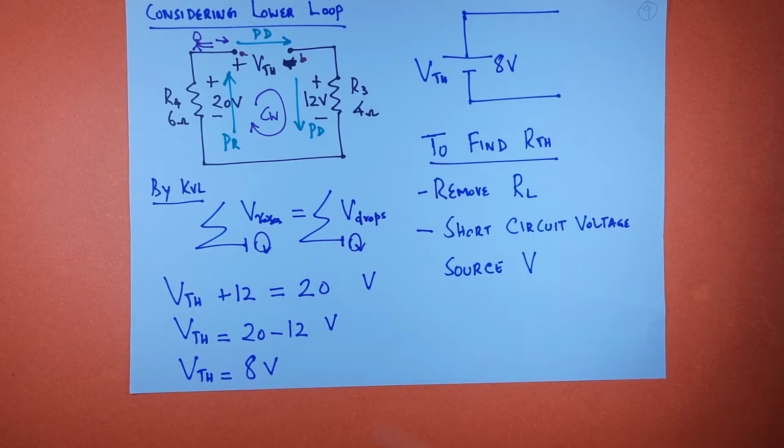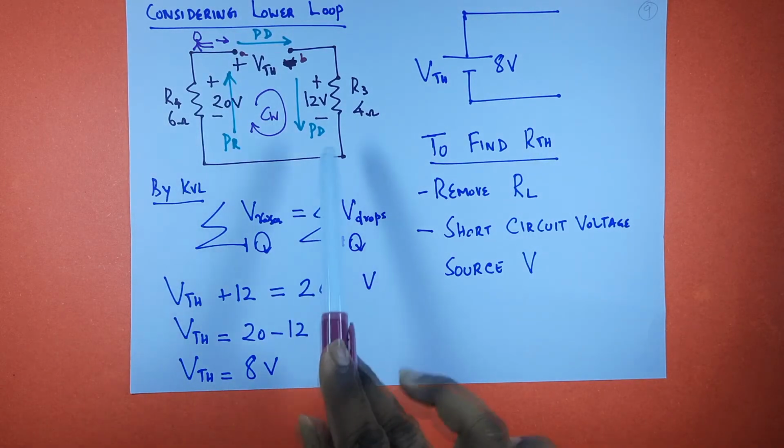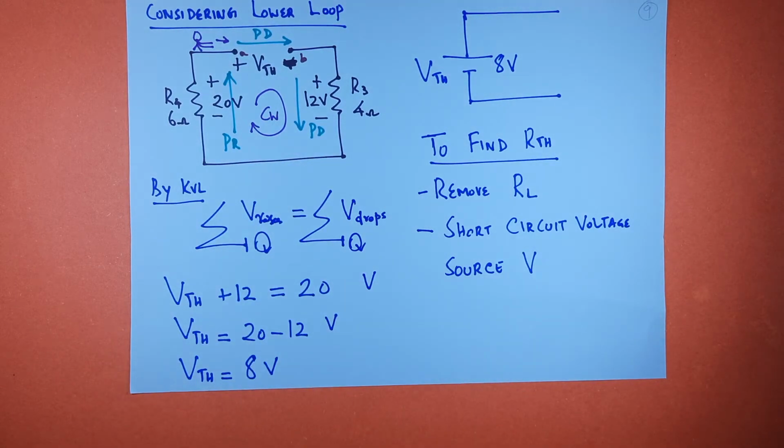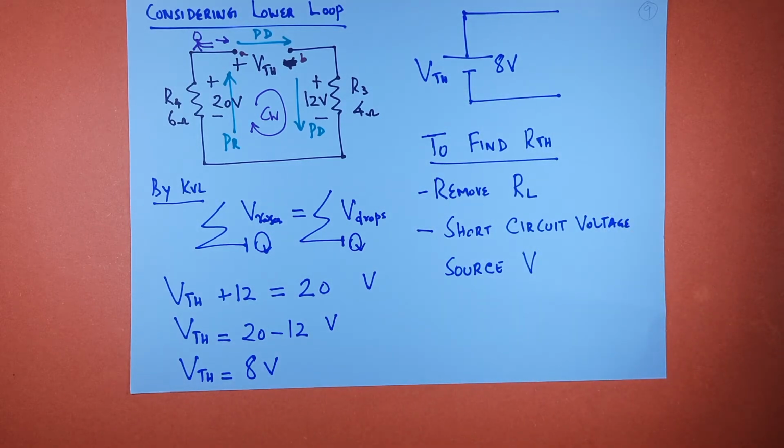Anyway, you can write it. Here, on the left-hand side, I have taken the potential drops. This VThevenin is a potential drop, and this 12 volt is another potential drop. So the sum of the potential drops, VThevenin plus 12, equals only one potential rise, equal to 20. So VThevenin equals 20 minus 12, VThevenin equals 8. So we have VThevenin equal to 8.